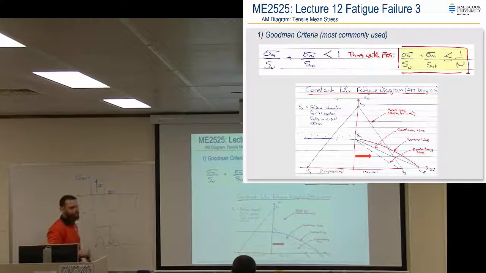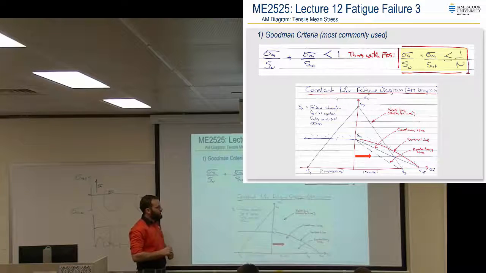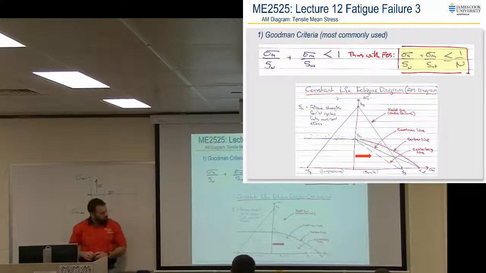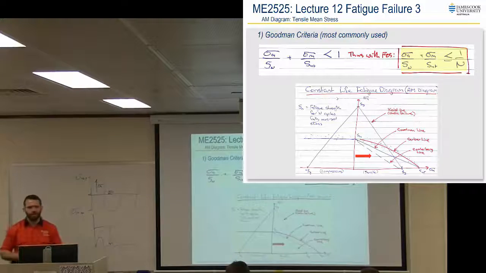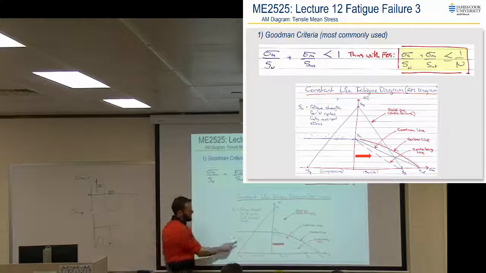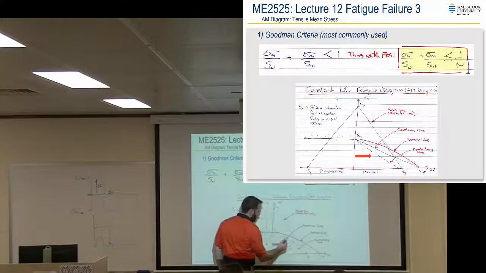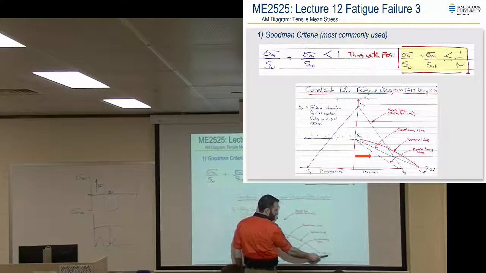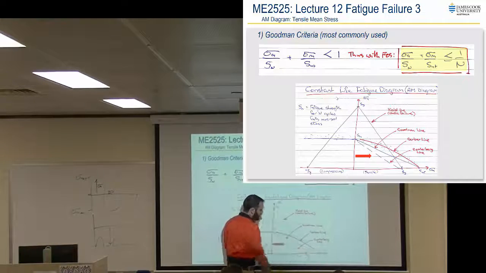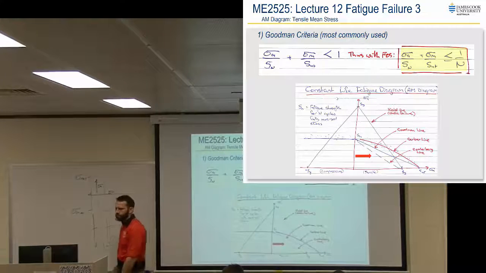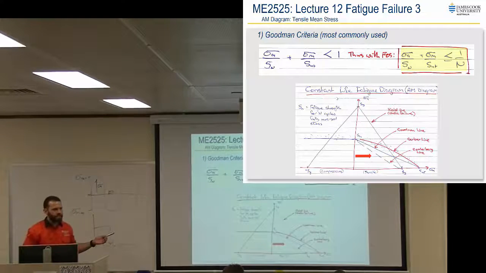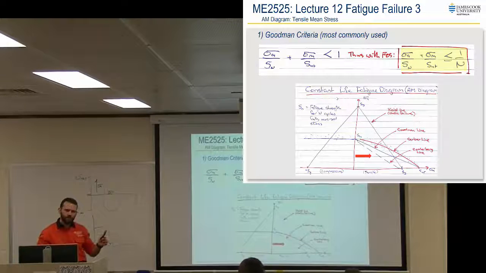Alright, so this is the Goodman criteria. From here on in, I'll give you these other three criteria, but the Goodman criteria is the one we play with. Goodman criteria is the one that we always use. And the Goodman criteria is actually this straight line here. So it joins up SN and SUT in a straight line. Now you can see that where I put the data there, the data's technically a curved line, but the straight line is easy to calculate and it's more conservative.